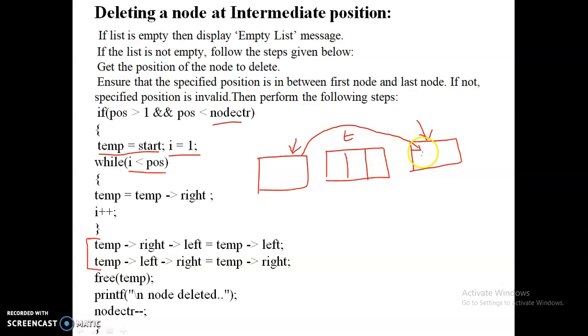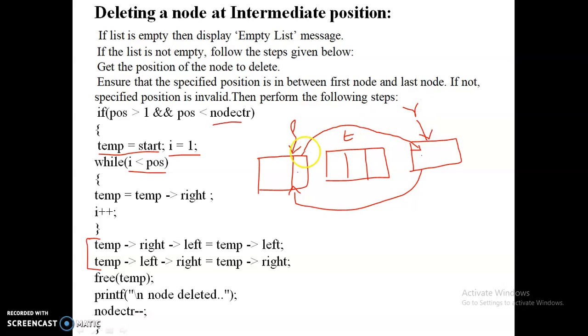That is, the temp node's right node, the next node of the temp node, points to the previous node, or the temp node's previous node, like this left. Temp of left of right, that is temp of left's right, is its previous node and its right is this pointer. This is assigned with temp of right, that is with the next node address of the temp node. So this is the left node of the temp node and this is the right node of the temp node.